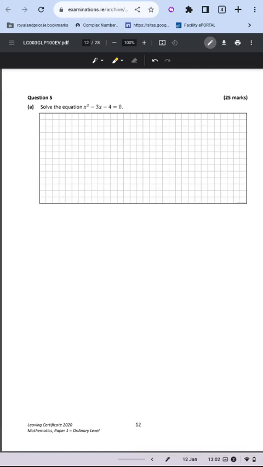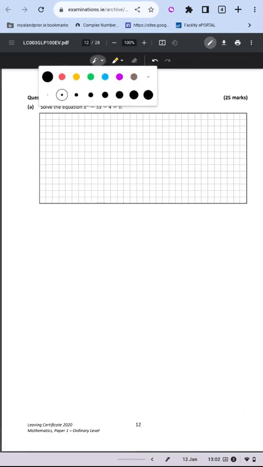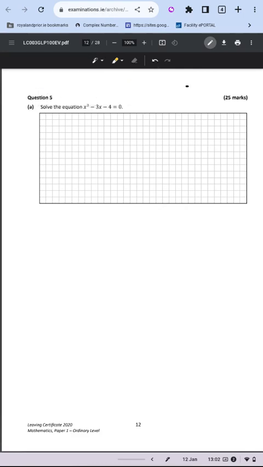Right, so 2020, question 5 and 6. So the first one here, solve the equation. Now it's a quadratic or a trinomial. You could open up your brackets or you can do your minus b. I'm going to do my minus b because that's what I taught you.